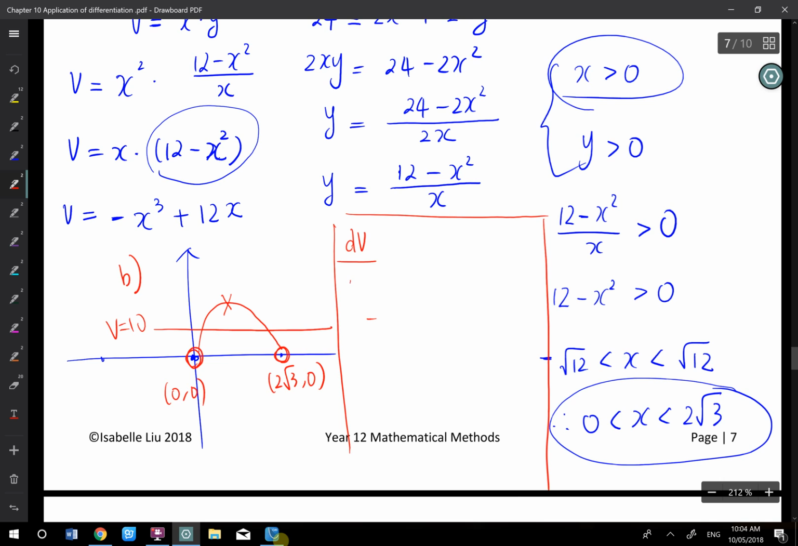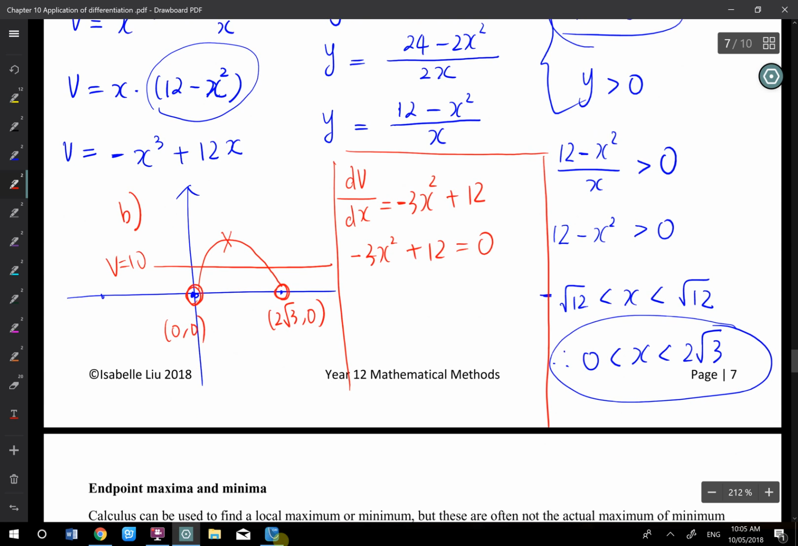So dV/dx equals minus 3x squared plus 12. So minus 3x squared plus 12 equals 0. x squared minus 4 equals 0. And x will be plus minus 2. Okay, but because x can only be between 0 and 2 root 3, so x equals 2 only.